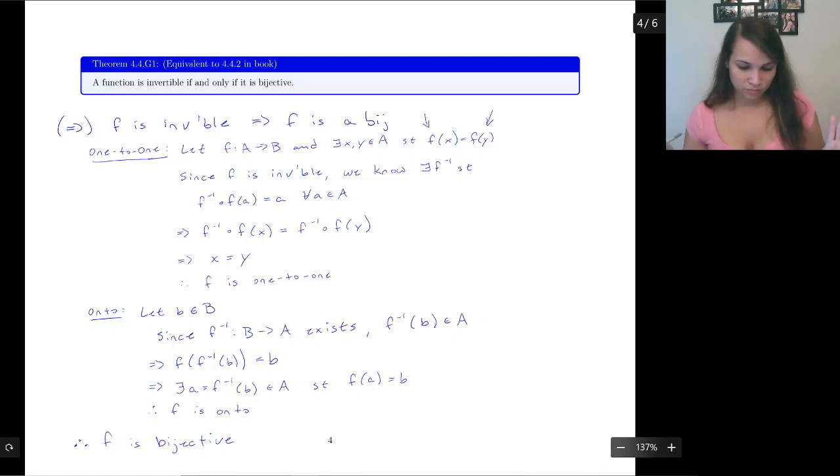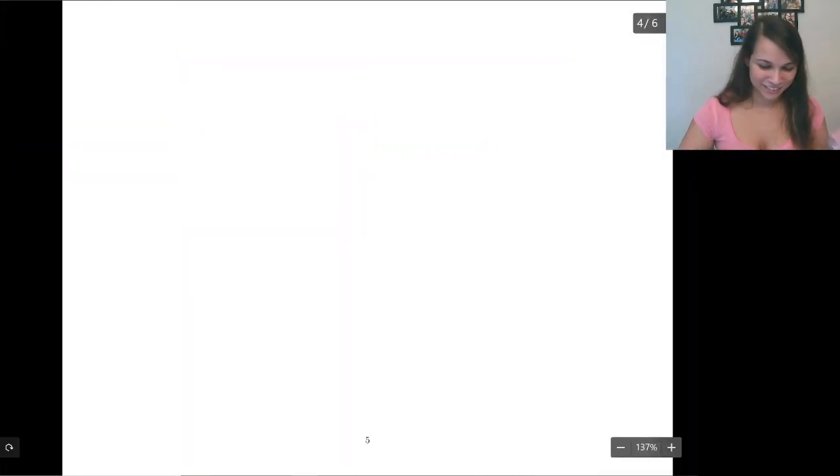Okay. That's one direction. Let's go the other direction now. So going backwards, we're proving that f from A to B is one-to-one and onto. So it is a bijection, implies that f is invertible.